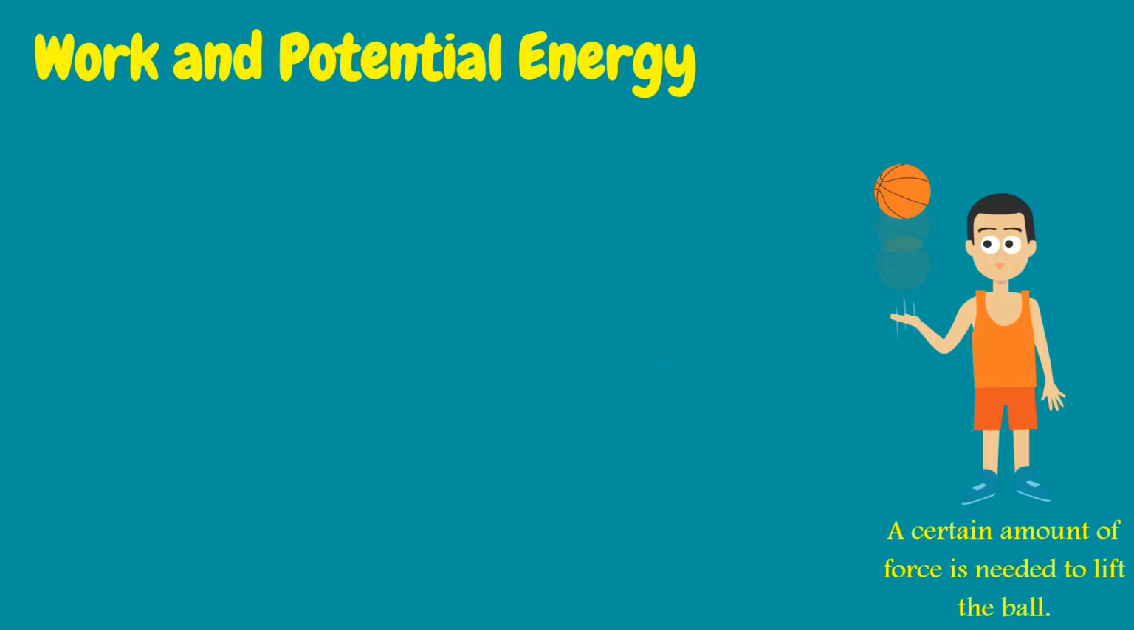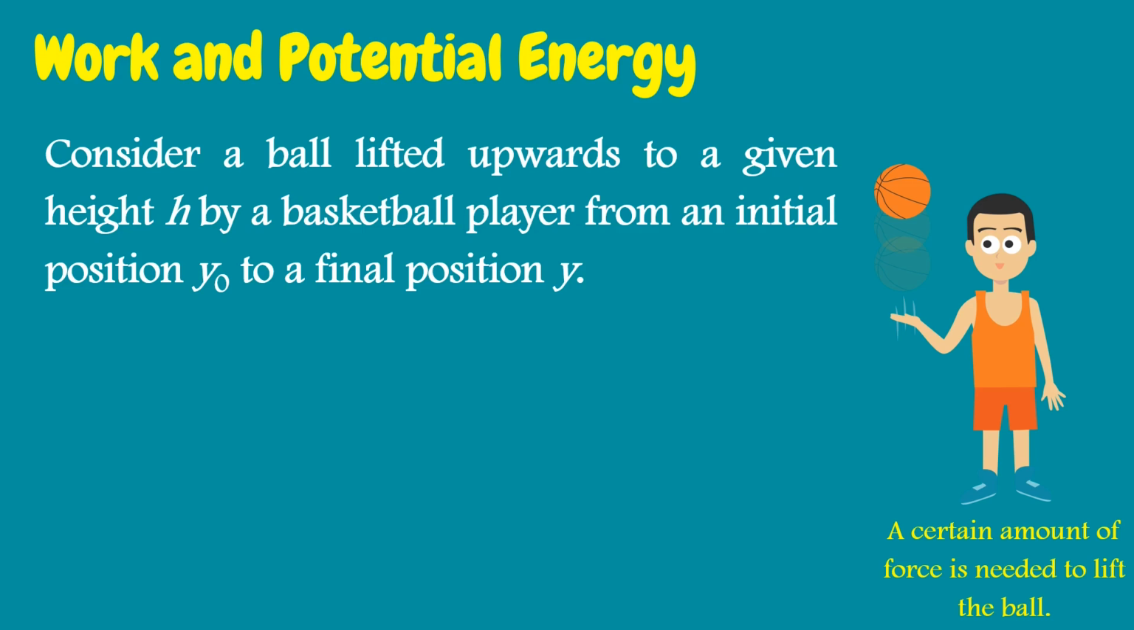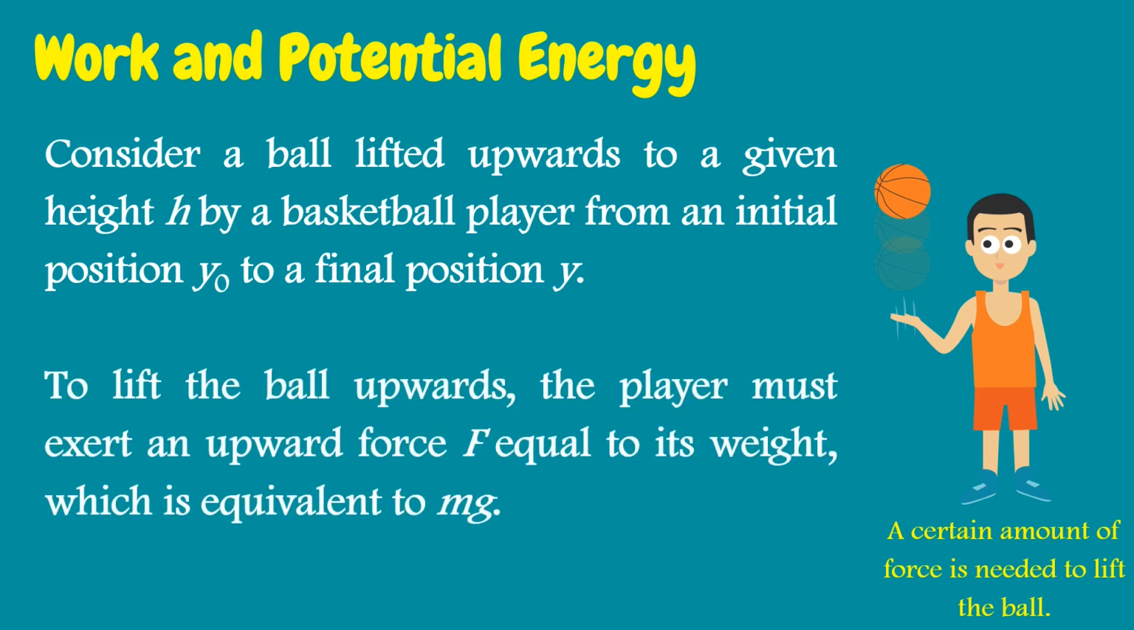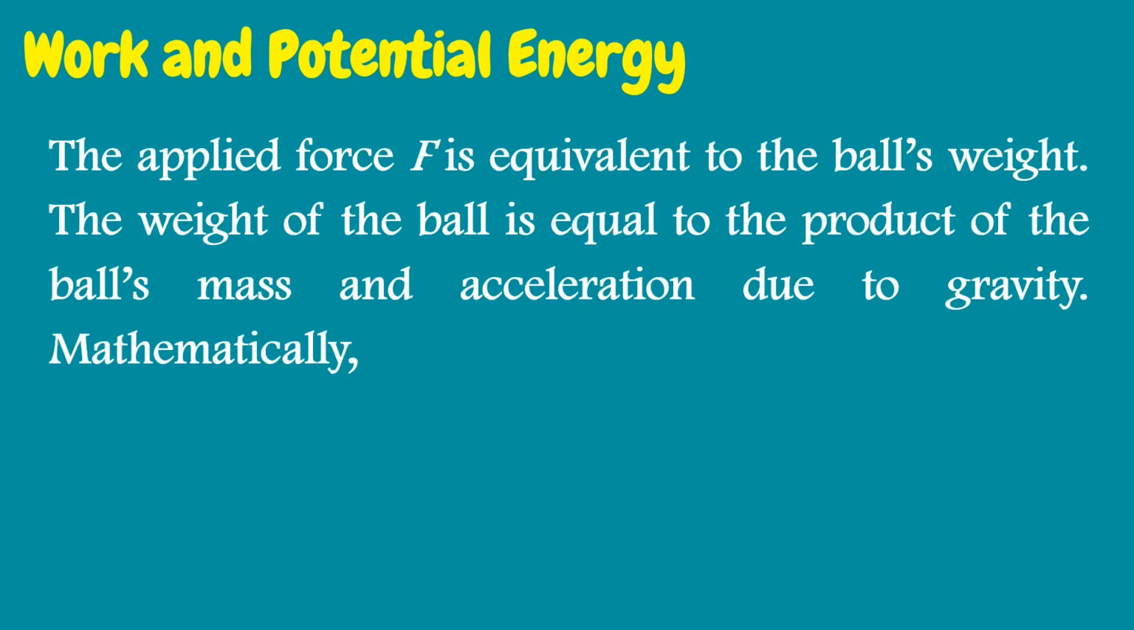Work and potential energy. Consider a ball lifted upwards to a given height by a basketball player from an initial position to a final position. To lift the ball upwards, the player must exert an upward force equal to its weight, which is equivalent to m times g. The applied force is equivalent to the ball's weight. The weight of the ball is equal to the product of the ball's mass and acceleration due to gravity. Mathematically, force is equal to mass times gravity, or mg.